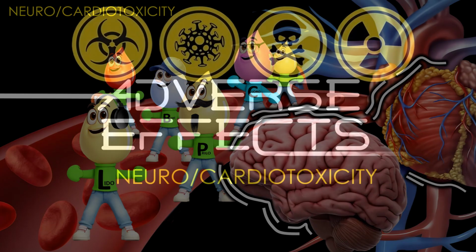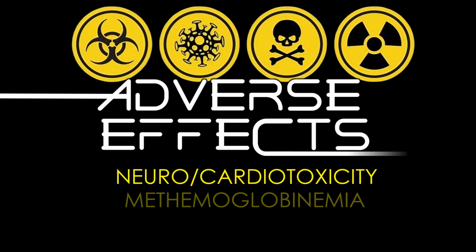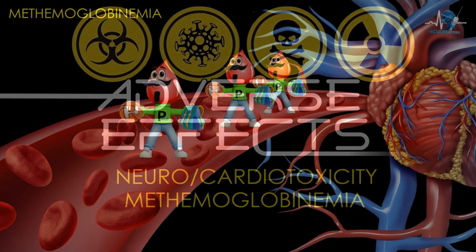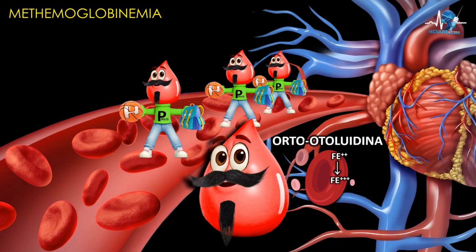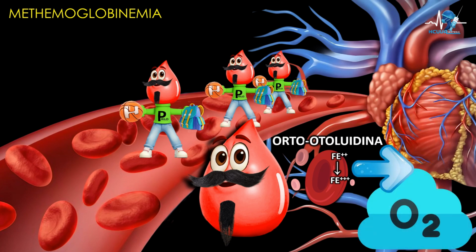Methemoglobinemia is a condition where hemoglobin is altered, making it unable to carry oxygen effectively. This can happen with local anesthetics due to the oxidation of hemoglobin. Some local anesthetics like benzocaine, lidocaine, and prilocaine can oxidize the iron in hemoglobin from its ferrous state to a ferric state, forming methemoglobin. Methemoglobin cannot bind oxygen, leading to reduced oxygen delivery to tissues.